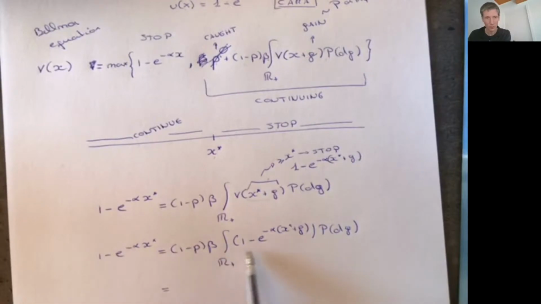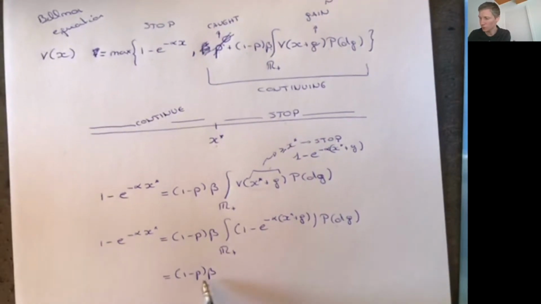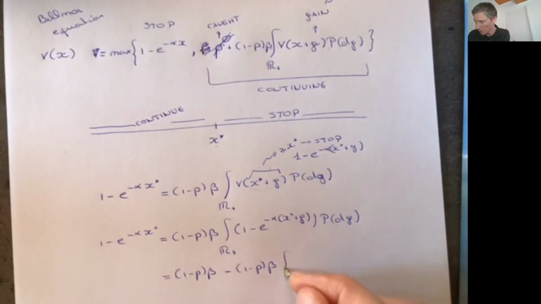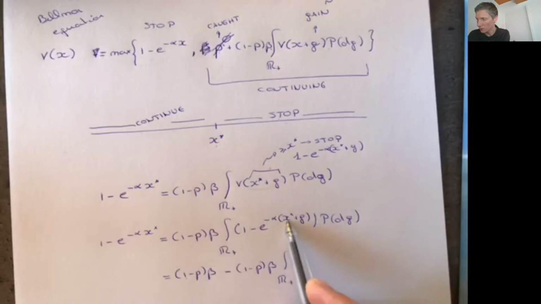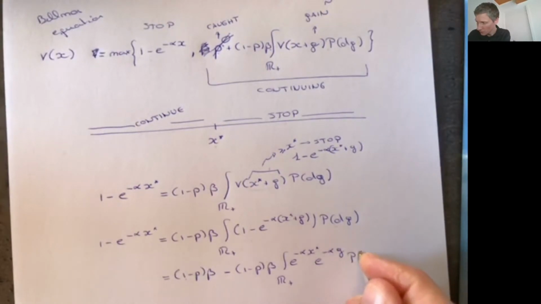So we can simplify a little bit this integral. So this is the integral of a difference. So it's the difference of the integrals, 1 minus p times beta. Then integrating this here over all amounts is going to give you 1. Okay, so this is just this factor. And then we have minus 1 minus p times beta. And then integrating over R plus of this here, e to the power minus alpha times X star plus g. And the exponent of a sum is equal to the product of the exponents. So we have e to the minus alpha X star times e to the minus alpha g p dg.